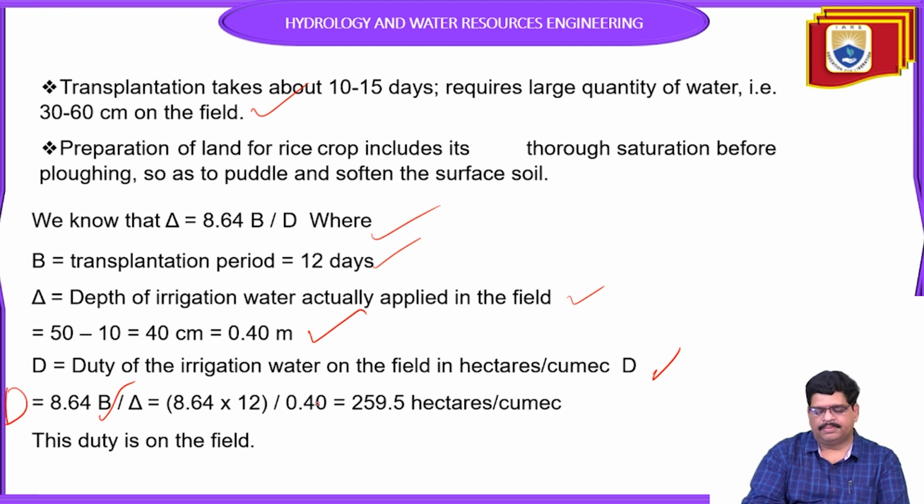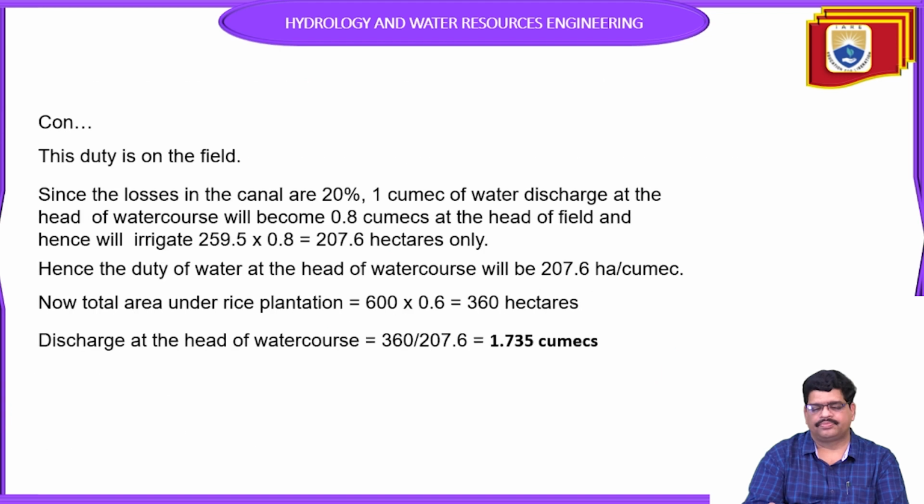That is divided by the delta value, equal to 0.64. That is equal to 259.5 hectares per cumec. This is the duty on the field. Next, duty at the head. Since the canal losses are 20% as given, and the head losses are also given as 0.8 cumec, hence the irrigation duty is equal to 225.5 multiplied by 0.5.